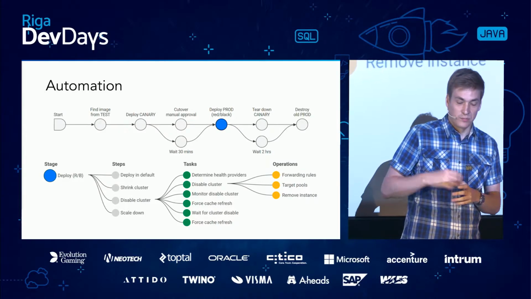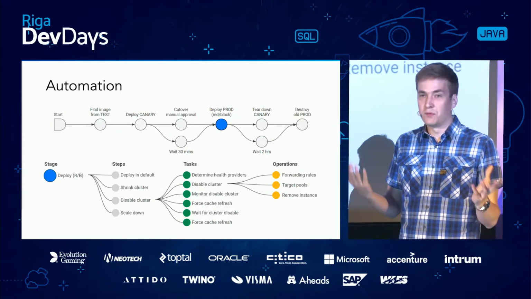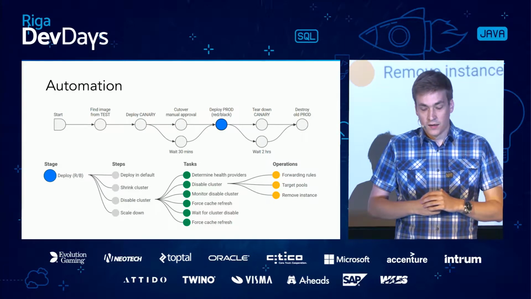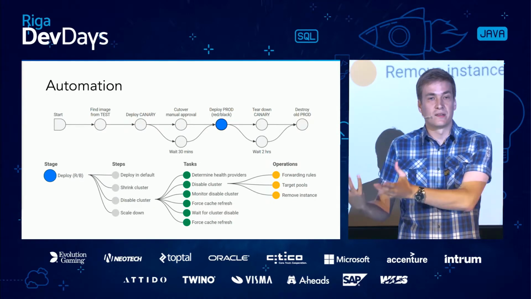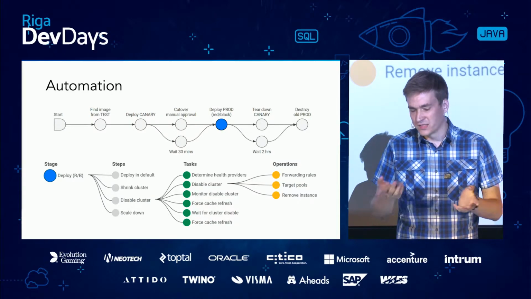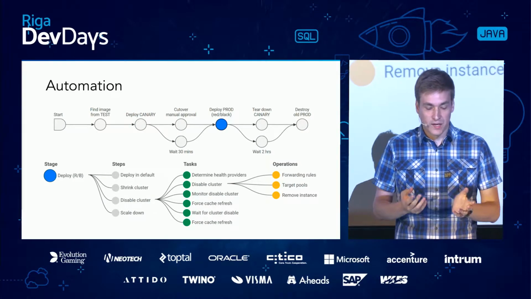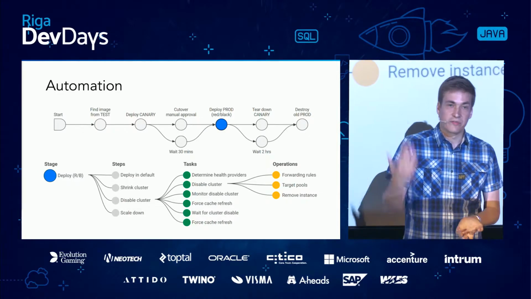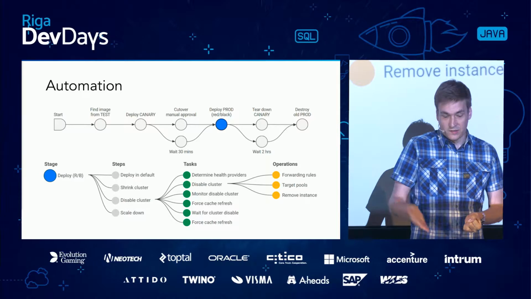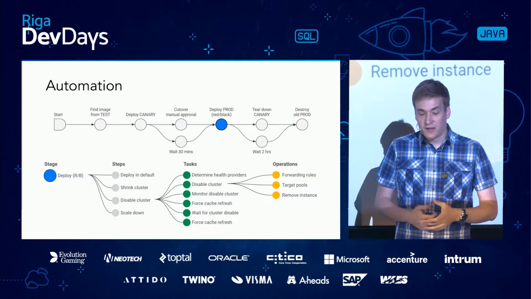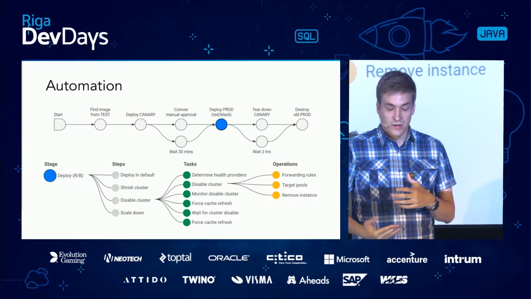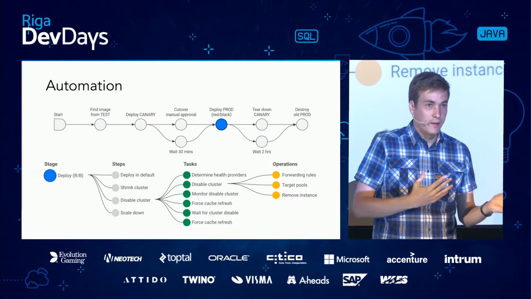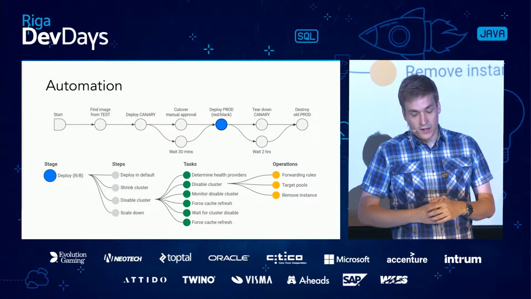The first one will be to deploy in default, and then it will shrink the cluster in a blue-green fashion. So we'll shrink the, I suppose it's a blue cluster then. It will disable it and scale it down. And when you disable the cluster in Spinnaker, it does a number of tasks. These tasks are, for instance, determining the health providers, disabling the cluster itself, monitoring it, caching, refreshing, then waiting for the disablement and refreshing the cache again.